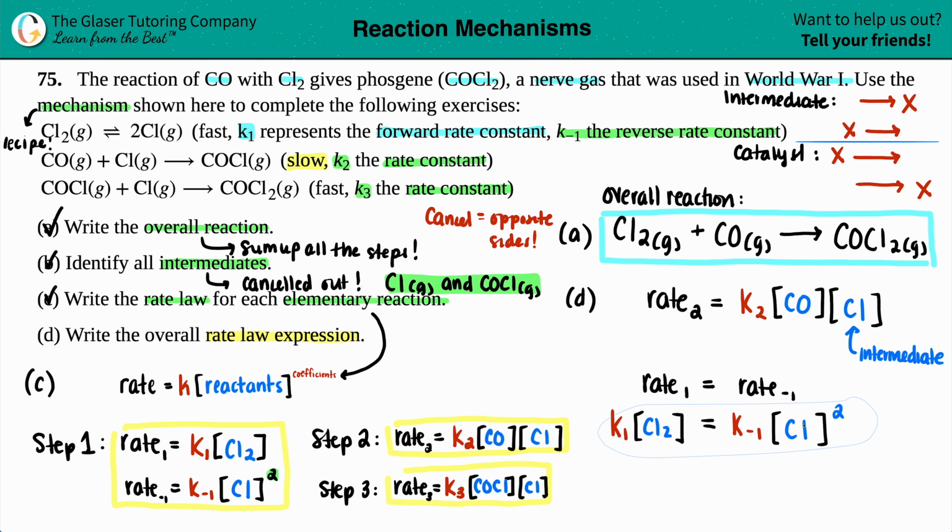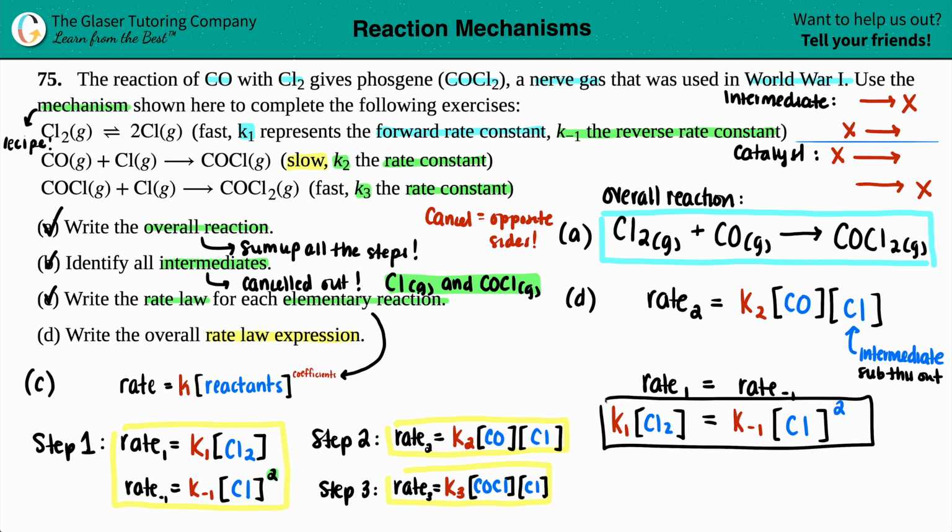Remember that the object of the game is you want to substitute this out. So what do you think we're going to be solving for in this equation? The one that we want to substitute out, right? So we want to solve for the concentration of Cl.